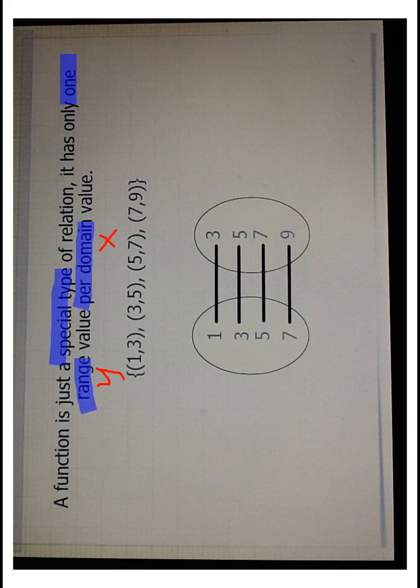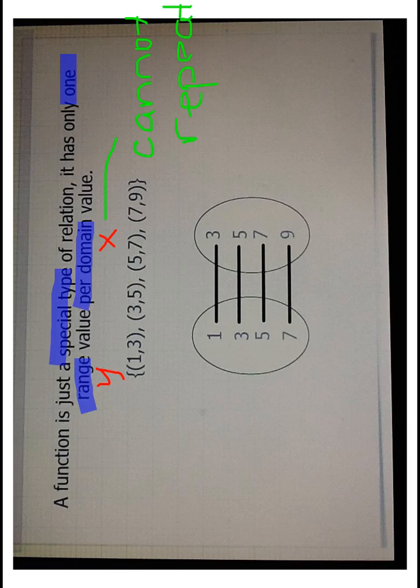So another way to say this is a function is just a special type of relation, meaning it's going to be a set of ordered pairs, but it's only going to have one Y per X. Meaning none of our X's can repeat. Let me go ahead and write that down so we can note that. Those cannot repeat. Now don't get it confused, because we can have as many Y's as we need, but our X's cannot repeat.